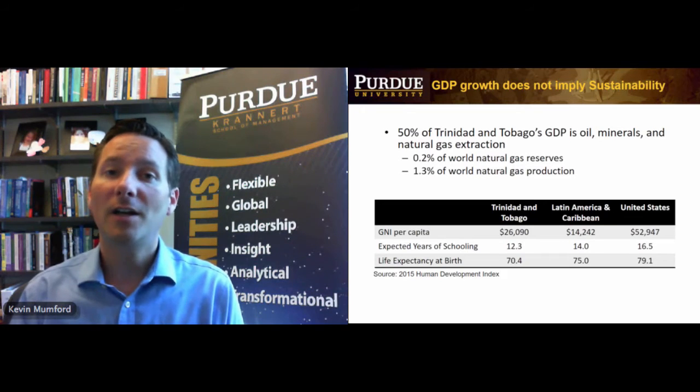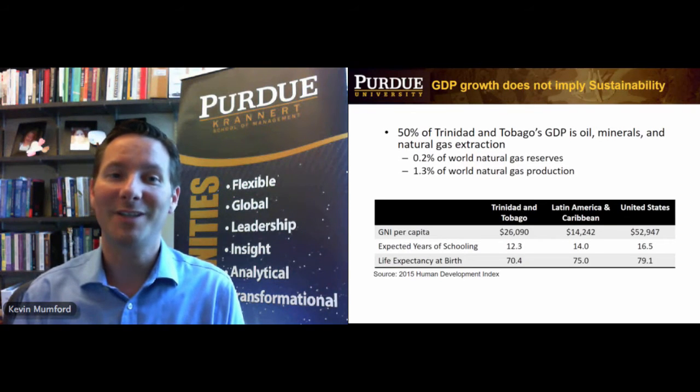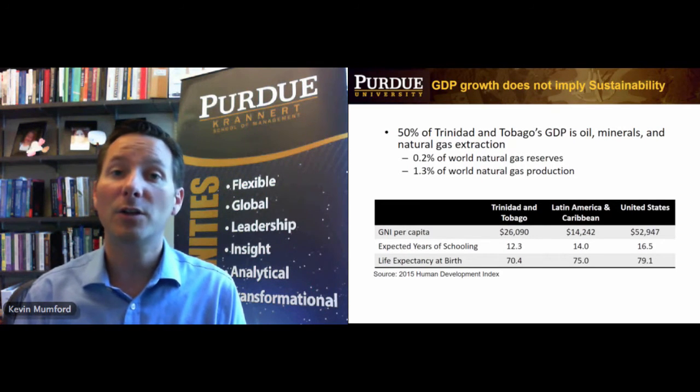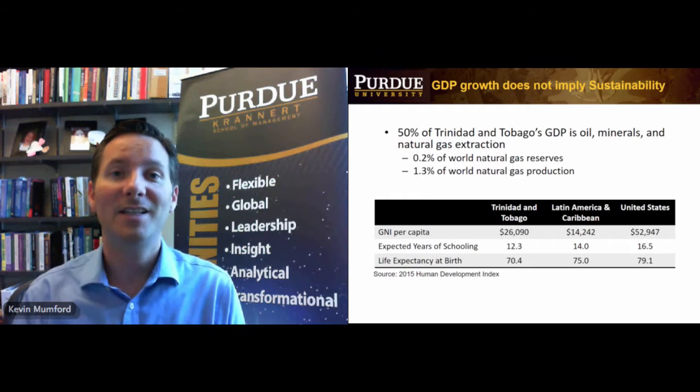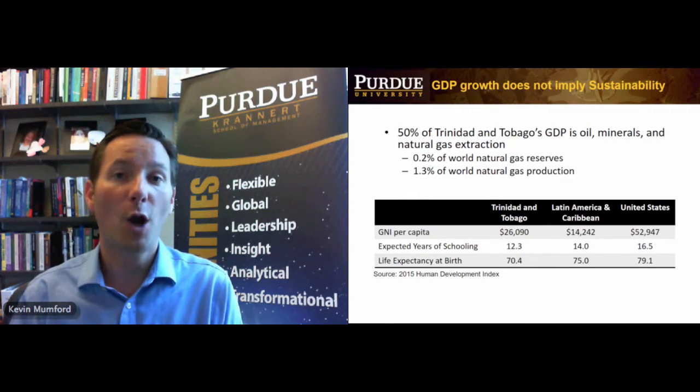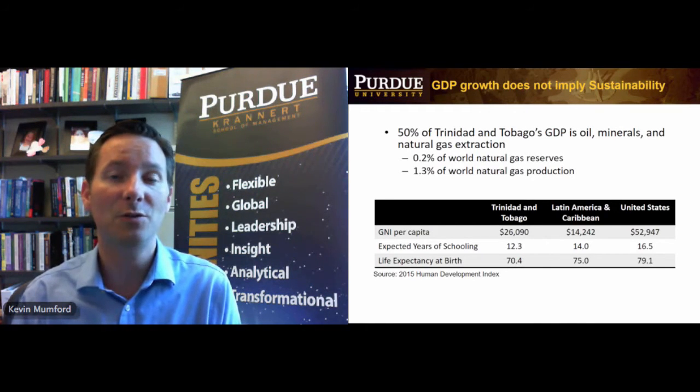And this is not a country with high reserves of these things. So, for example, they have only 0.2% of the world's natural gas reserves, and yet they've made up recently 1.3% of the world's natural gas production. So they're producing at a much higher rate than they have reserves for. And this means that they are going to run out. Their supply is going to be much more expensive to get to, and at some point it won't be economically feasible to keep extracting at this rate.